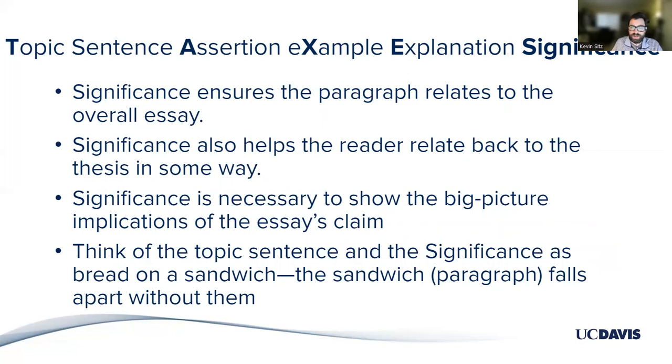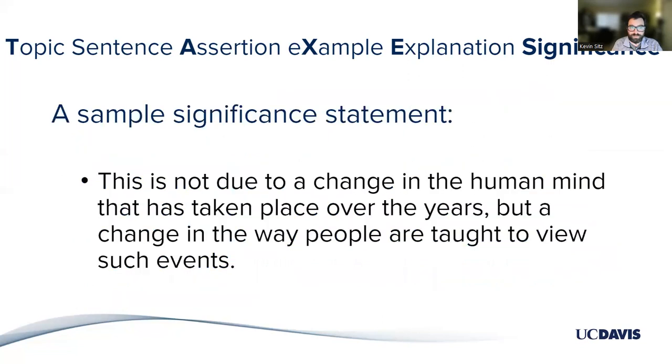So really think about the significance and the topic sentence. These are kind of like the bread of the sandwich, and the paragraph falls apart without them. So we need to have both to not only show something important, but also why it's important. So the significance is that this is not due to a change in the human mind that has taken place over the years, but a change in the way people are taught to view such events. So just culture around the supernatural has changed.